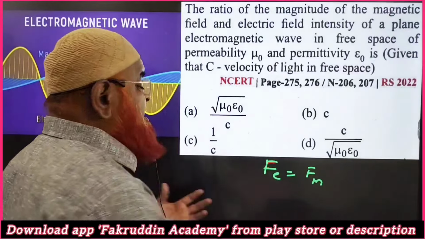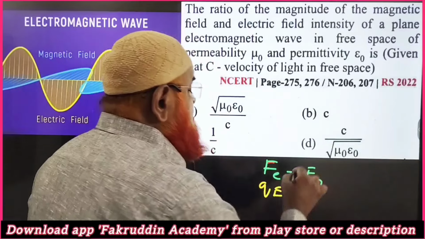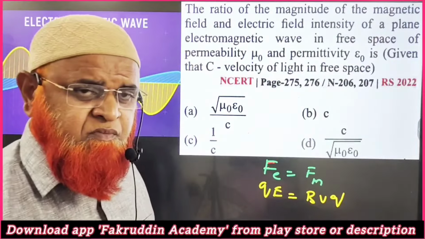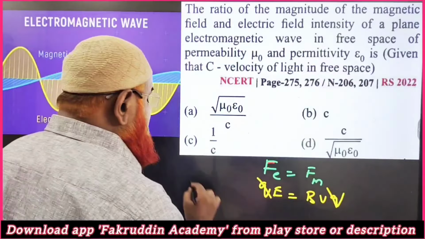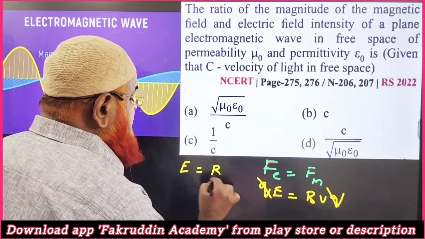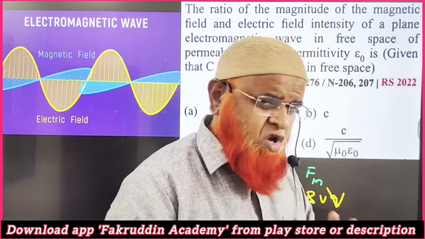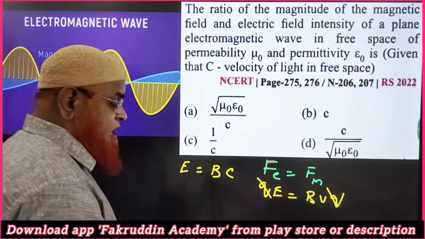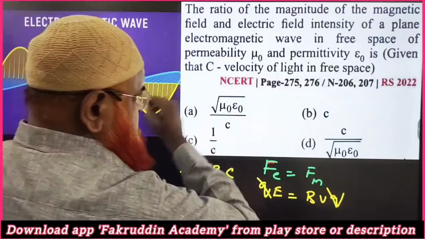Then what is going to happen? Let us see. Force due to electric field is given by Q into E. Force due to magnetic field is BVQ. Then charge gets cancelled here. What is left? E is equal to B into V. But it is a wave having velocity of light, not V. You can consider it as C. E is equal to BC.